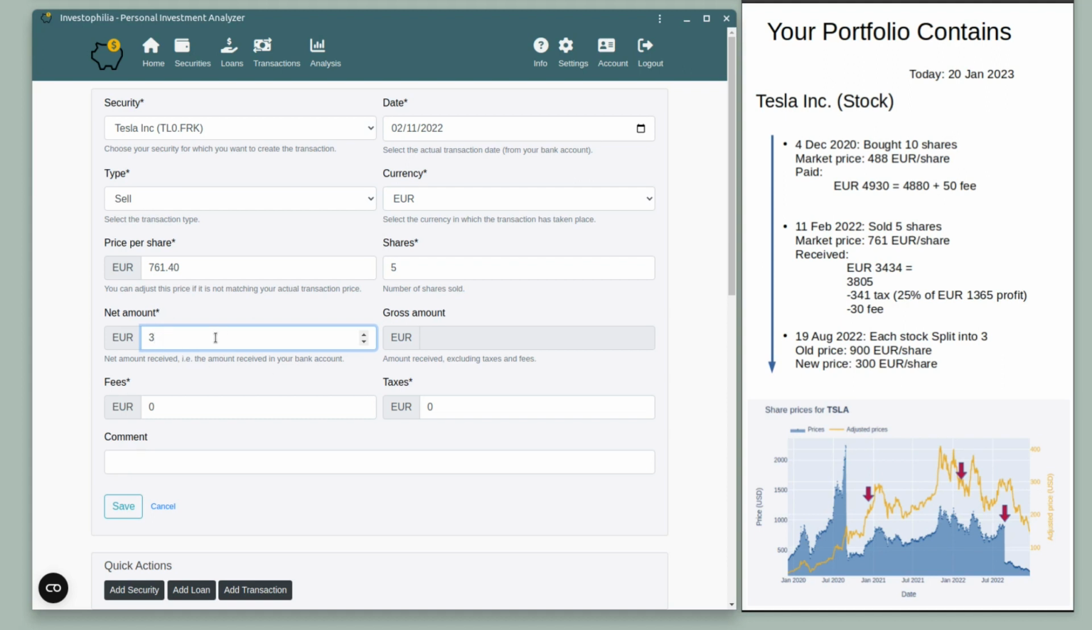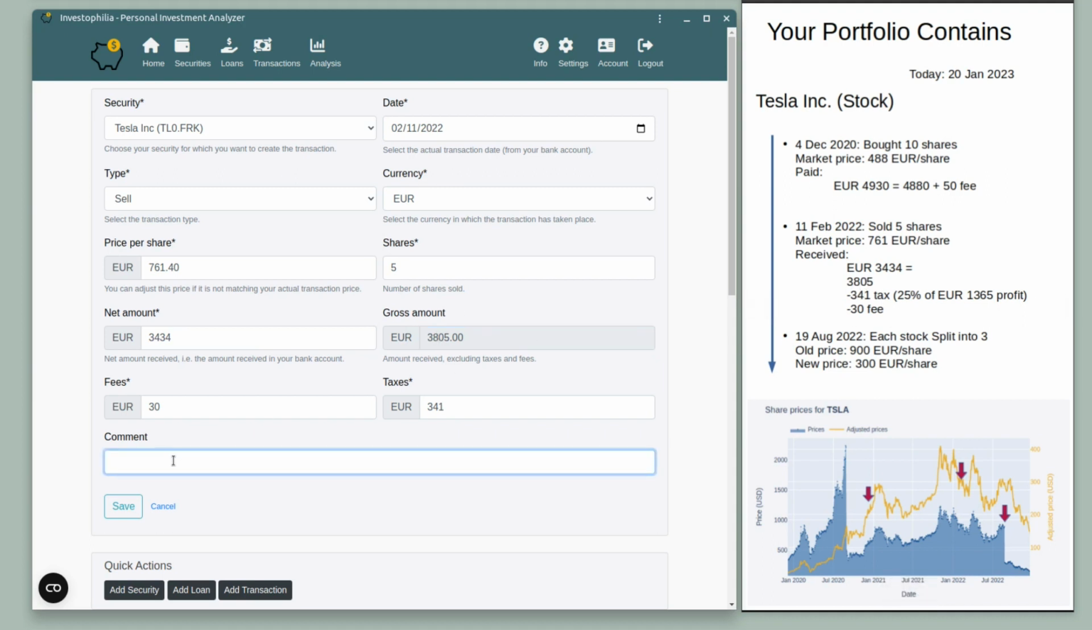So 3,434 euros. You pay 30 euros fee and 341 euros tax. So everything should be positive here. You shouldn't give any negative number there. And as you see, the gross amount, which should be the real price of your stocks that you sell, as you see here, this is the correct amount.